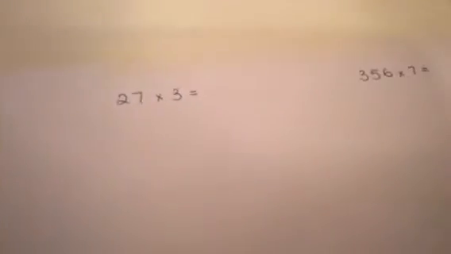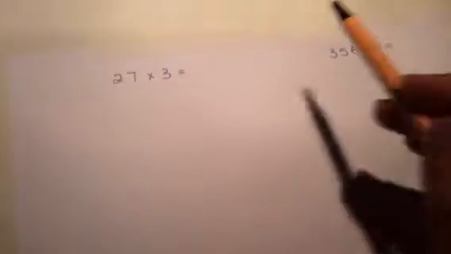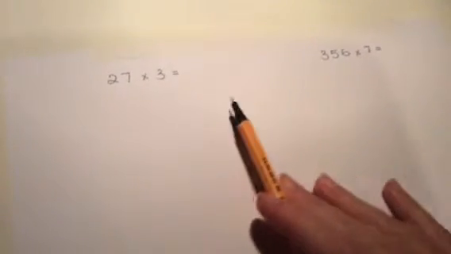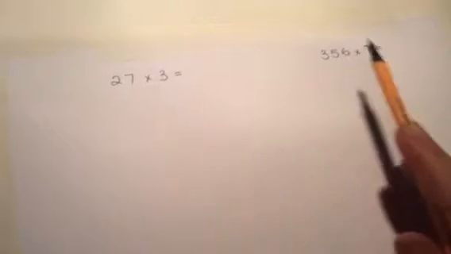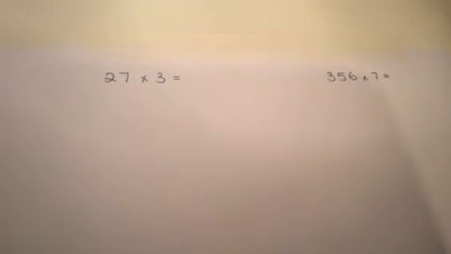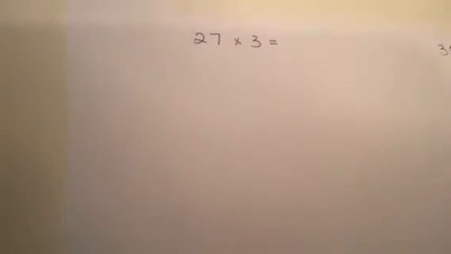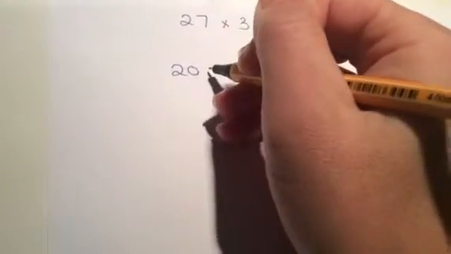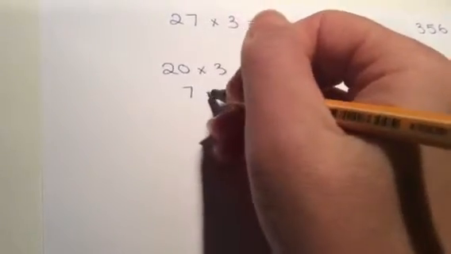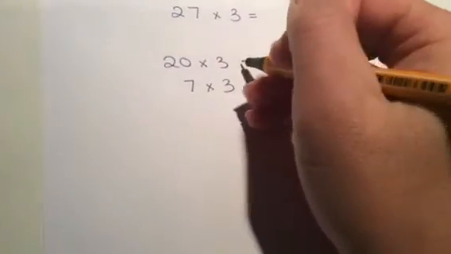In Year 4, children are expected to be able to times 2-digit and 3-digit numbers by a single digit. To do this, there are two ways. I'm going to show you both of them. So to start off, looking at the 2-digit number, the first thing we need to do is partition this out. So we're going to have 20 times 3, and we'll have 7 times 3.